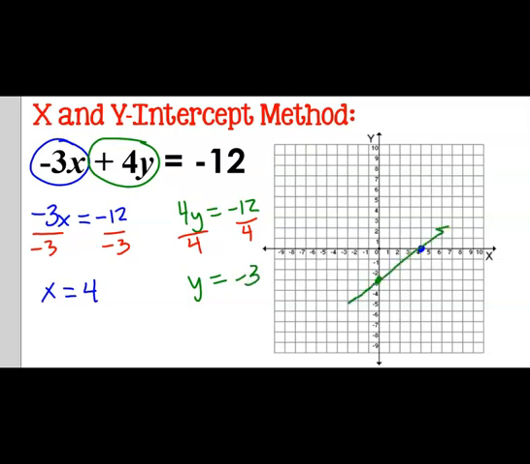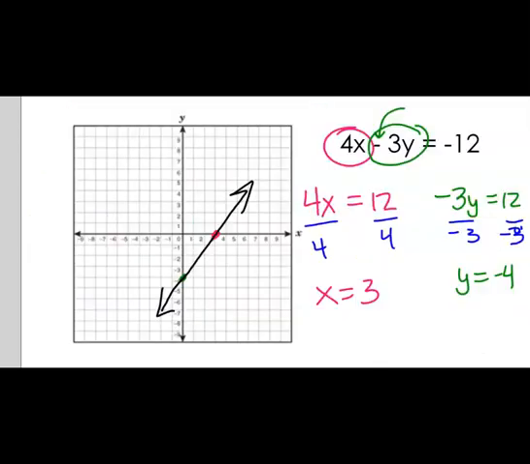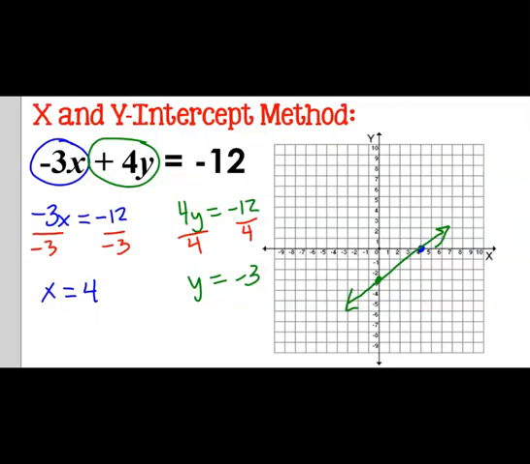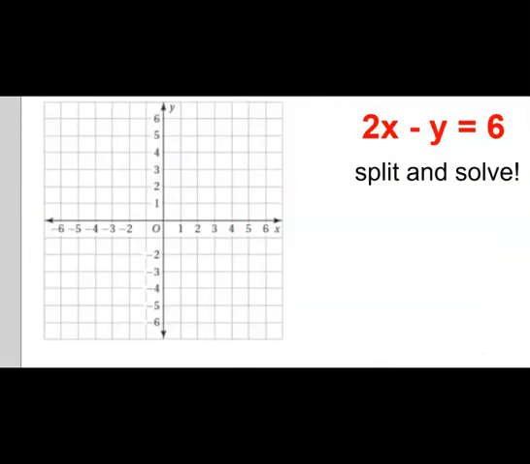It's very similar to our last problem, but slightly different. Our last problem had a 4x and a negative 3y. This one had a negative 3x and a positive 4y. Let's take a look at another one.